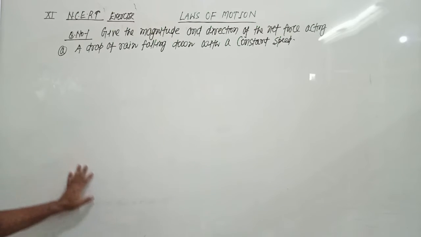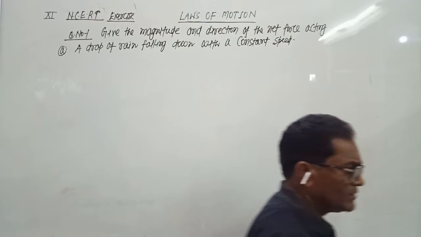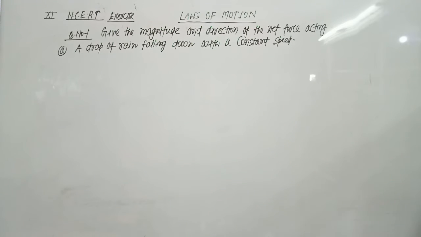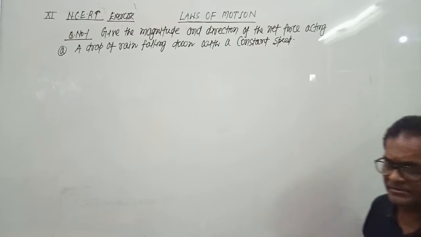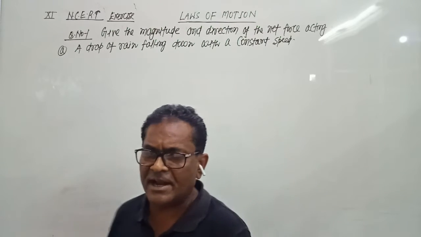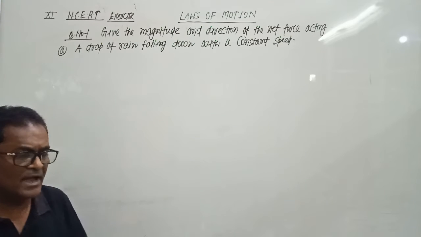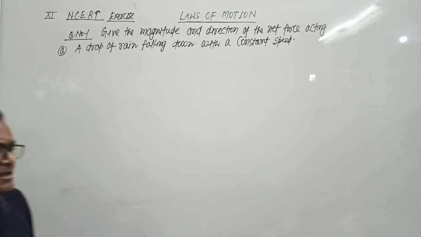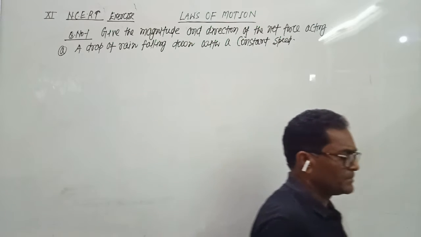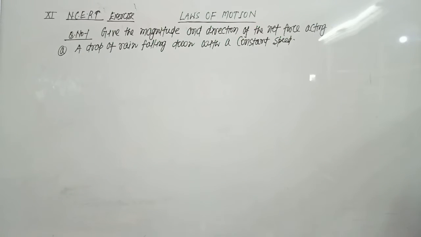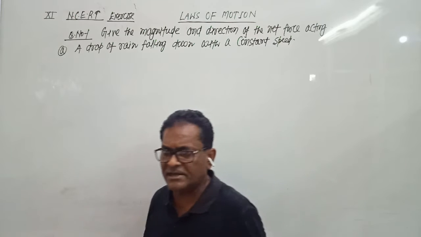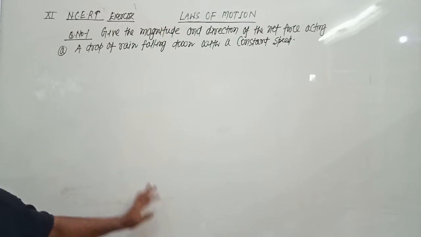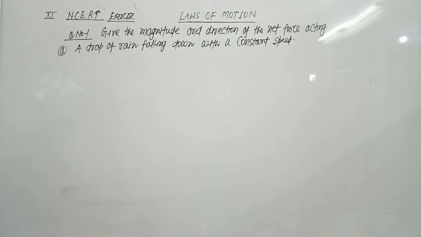So as the rain is falling with a constant speed, it means the rain is falling with a uniform speed, and in uniform speed there is no force acting on the body. If a body is moving with a uniform velocity, if the rain is falling with a constant speed, it means there is no force acting on the raindrop.